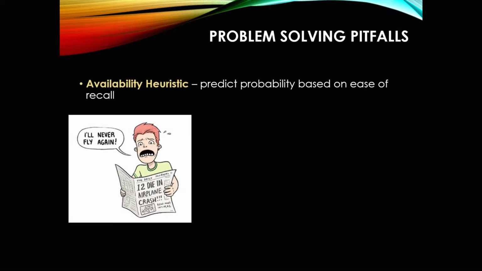Here's a heuristic. So this is something that we use as humans as a shortcut to help us in making judgments, decisions, problem solving. This is called the availability heuristic. So the availability heuristic predicts the probability or likelihood of something based on how easy it is to recall the information related to it. So this is something that relates to, for example, plane crashes, right?